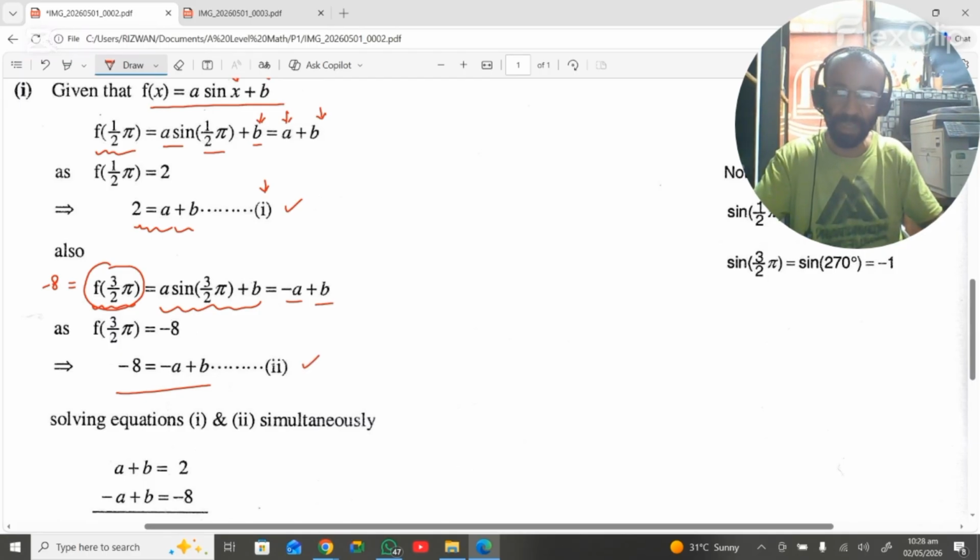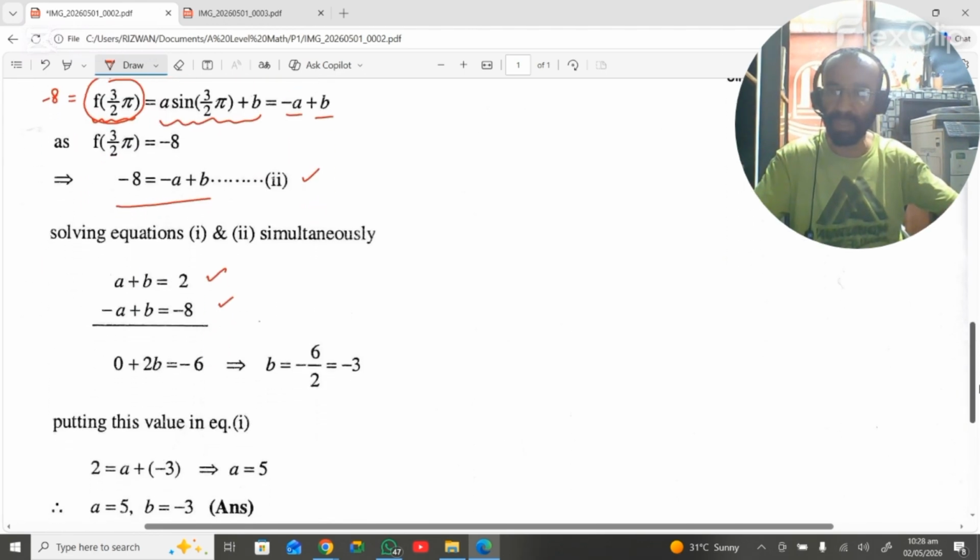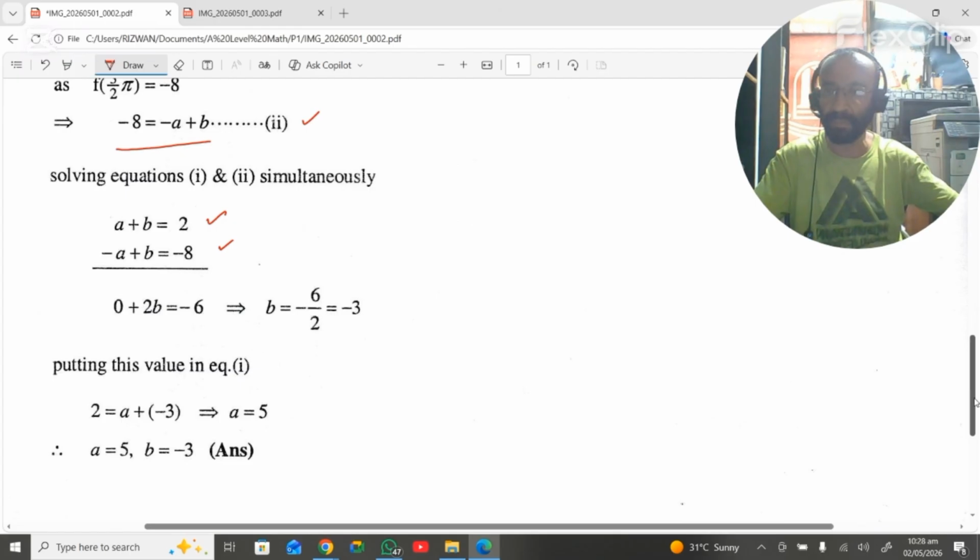So from here the next steps will be very easy for you, because you are in A level. So you solve these equations simultaneously. So look, now we are going to solve these equations simultaneously. Simply adding the two equations, a will be cancelled and b plus b will become 2b, and on the right hand side it will be minus 6. 2 will go to the denominator of the minus 6, so it will become minus 3.